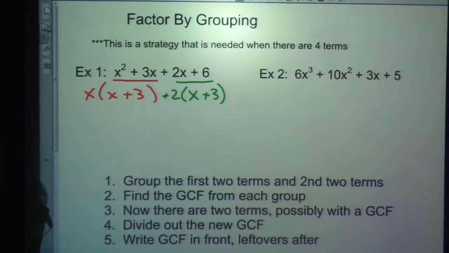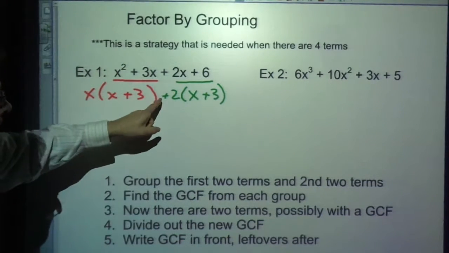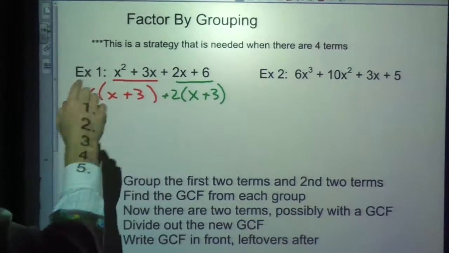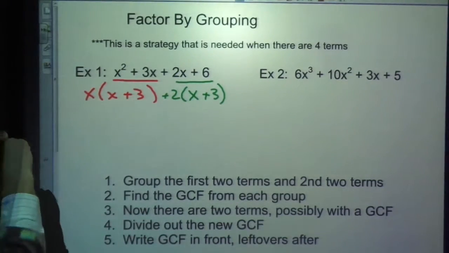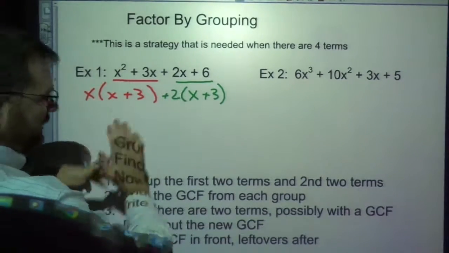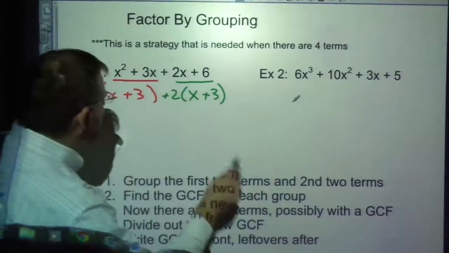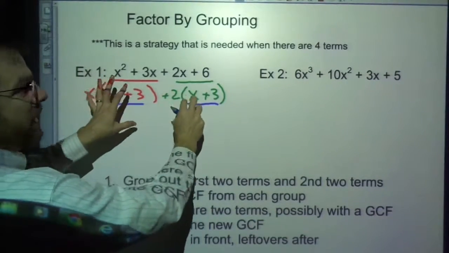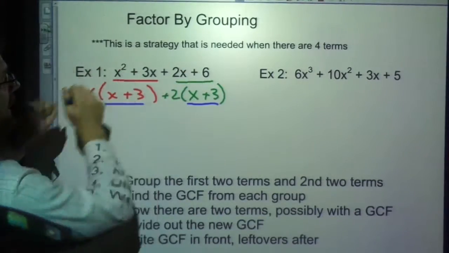I've got a red term, I've got a green term. They're being connected by addition. These 2 terms have a greatest common factor. The greatest common factor, the thing that I can divide out of both of these terms, is x plus 3. There's an x plus 3 sitting there that's being multiplied in both terms that I'm ready to divide out.